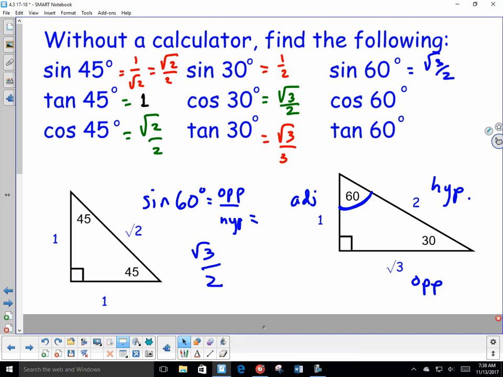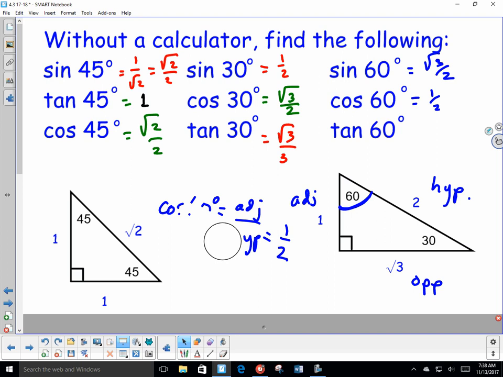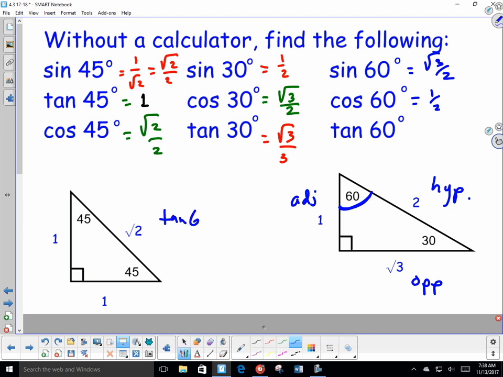What about the cosine of 60? Cosine of 60 is going to be equal to the adjacent over the hypotenuse. And so in this case, that's going to be 1 over 2. So cosine of 60 is 1/2. And how about the tangent of 60? Tangent of 60 degrees is going to be the opposite over the adjacent. And so in this case, that's going to be square root of 3 over 1, which is just square root of 3.